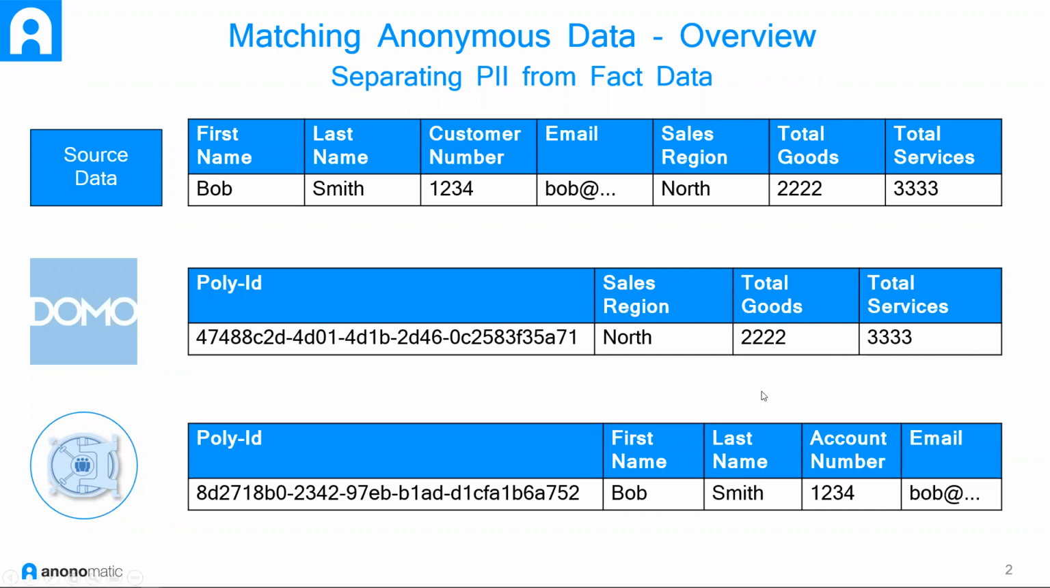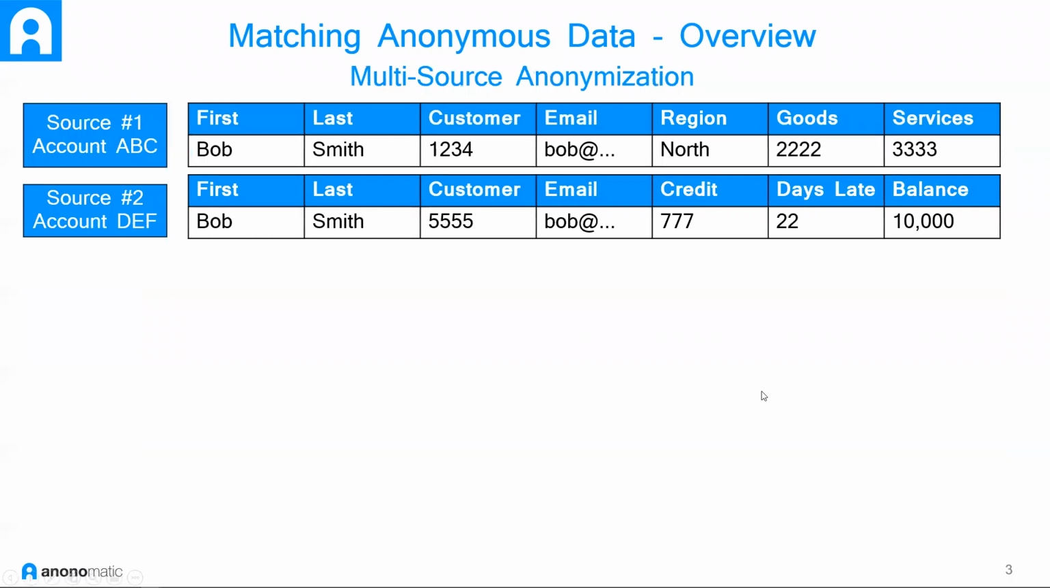But with anonymous data matching, we're looking at data that comes from two or more sources. In this case, we've got the sales data we just looked at, and we've got credit history. The sales data is coming from somebody with an account ID inside of the PII Vault of ABC. And the credit history is coming from an organization that has the account ID inside the PII Vault of DEF.